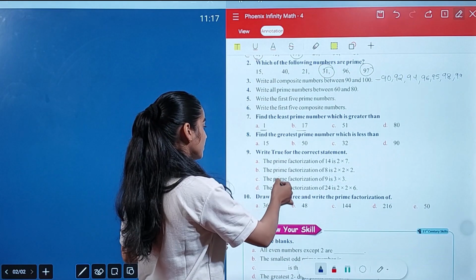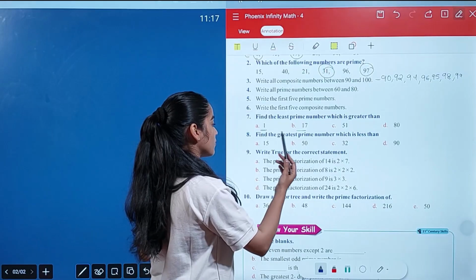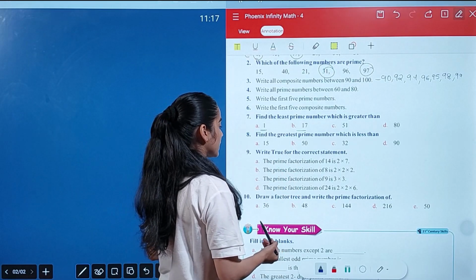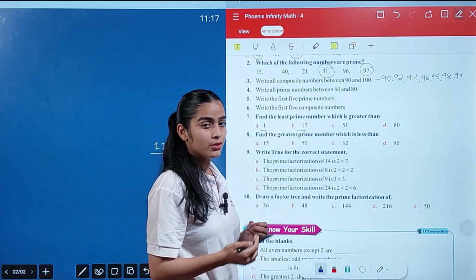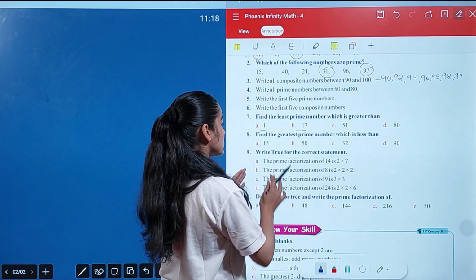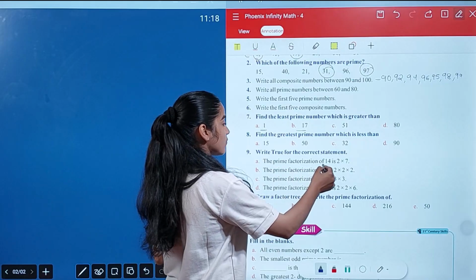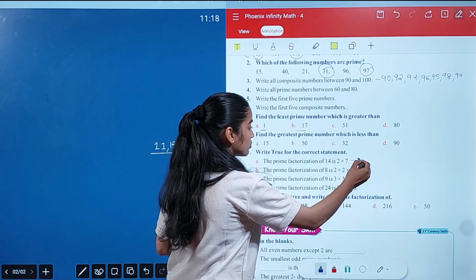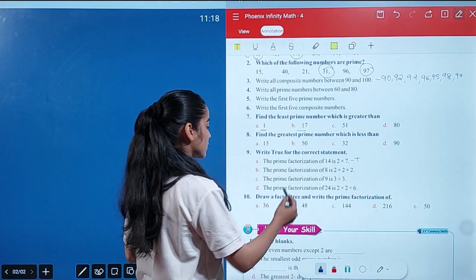Now you have further sentences which we have to read first and then classify as true or false. For the correct statements, you just have to write true. If you find this statement is correct, the prime factorization of 14 is 2 multiplied by 7, which is correct. So you can write here true. Similarly, you have to solve the rest of the questions you have.